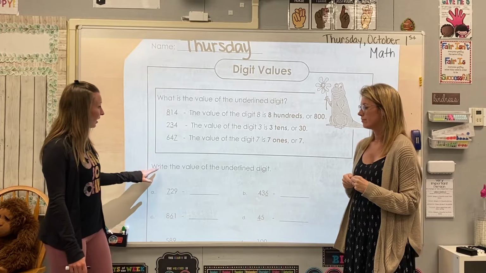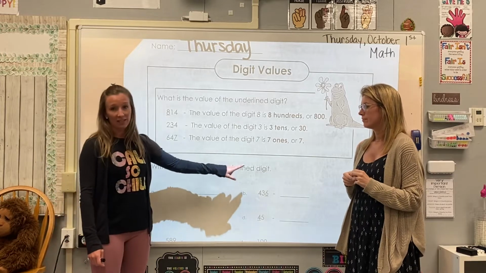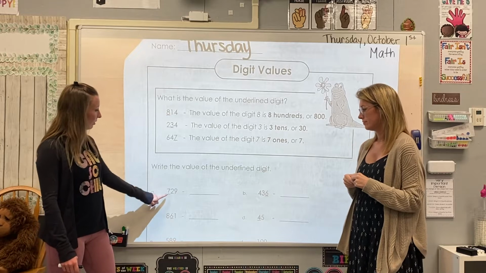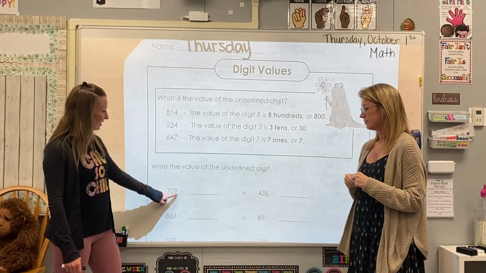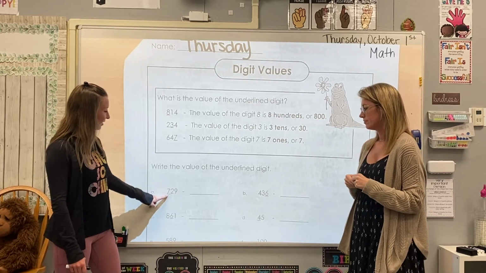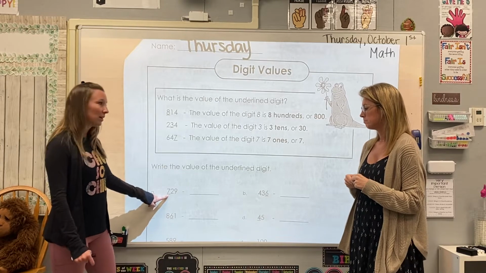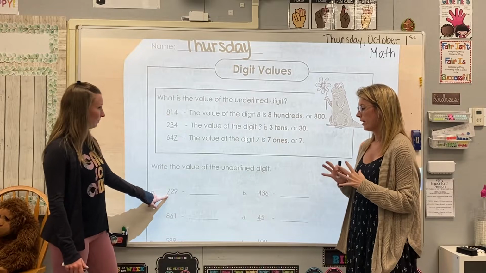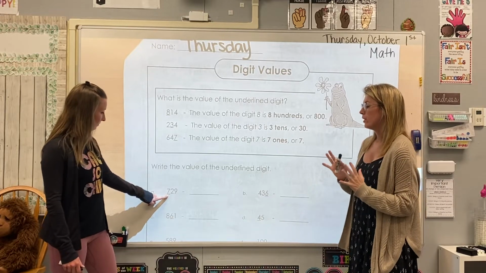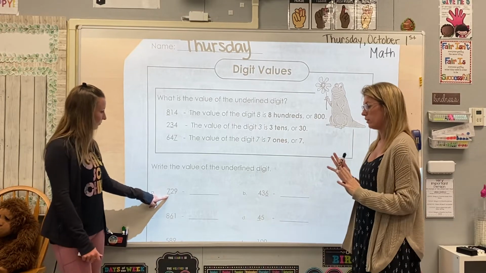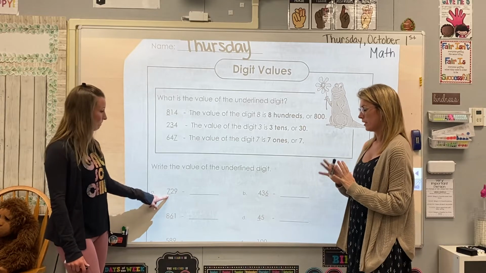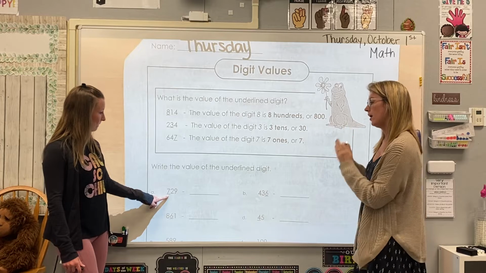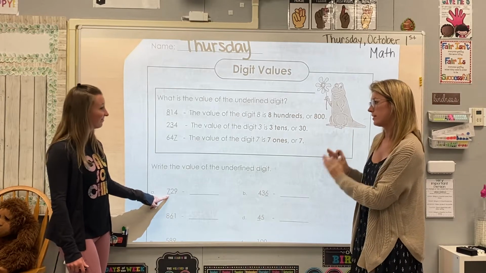The directions say, write the value of the underlined digit. In our first problem, problem A, the number is 729, and it's the 7 that's underlined. All right, Mrs. Grant, what are we going to put on the line? All right. Since the number in the hundreds column is underlined, I know that 7 hundreds is worth 700.